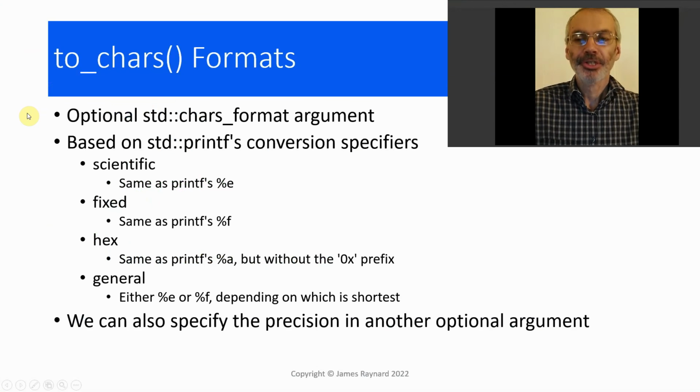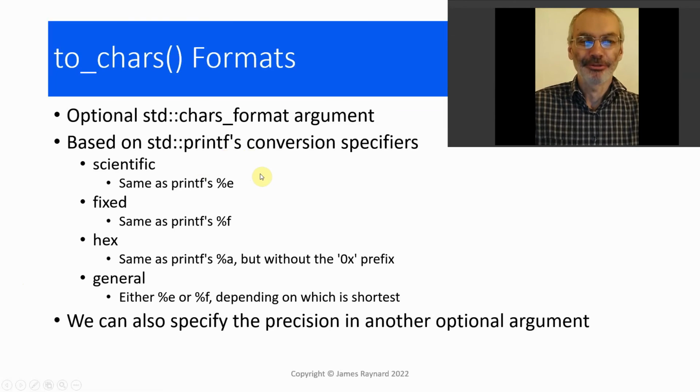With from chars, we had an optional argument with floating point conversions, which allowed us to tell the function what formatting was being used. And we can also do that with to chars. This time it'll tell the function how we want the output to be formatted. And we have the same four possibilities we had with from chars. We have scientific, fixed, hex, and general. These are actually going to use the conversion specifiers from printf.